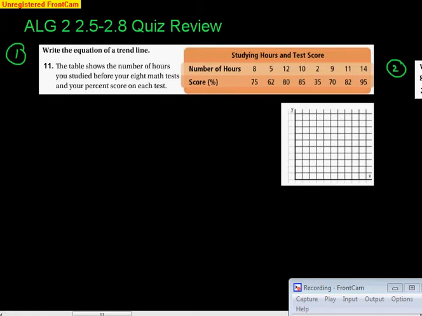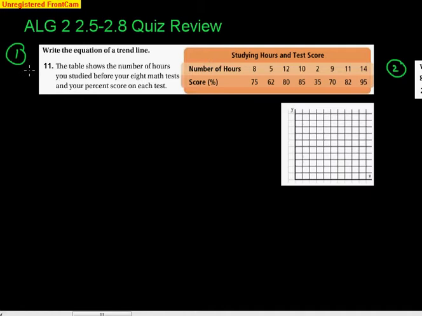So I'm going to count by, make this my x, the top one. So the hours is x, and then my score, my percent, is y. On the x-axis, I'm going to count by 2's. So 0 is there. 2, 4, 6, 8, 10, 12, 14. If I counted by 1's, I would not get to 14. I got to make sure I get to 14.